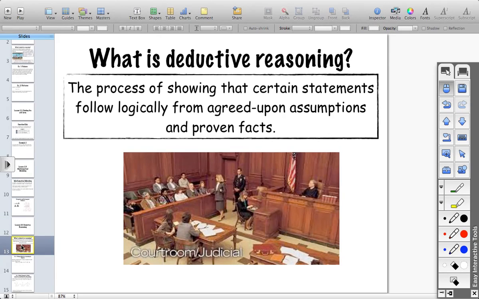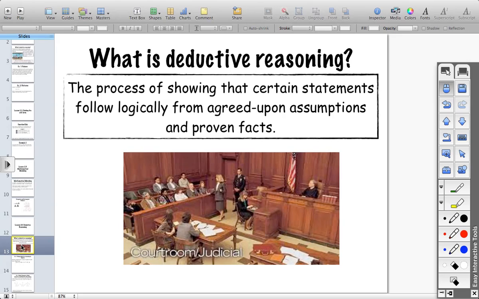So let's take a look at what deductive reasoning is technically. It's the process of showing that certain statements follow logically from agreed upon assumptions and proven facts. So I showed a picture of the court case because when you take somebody to trial, before they can be found innocent or guilty of the crime, in the US we have the idea that you are innocent until proven guilty. So in order for a jury or a judge to agree to prove you guilty, they have to believe and have the facts presented to them proven in order to then deduce, okay, this person is guilty.